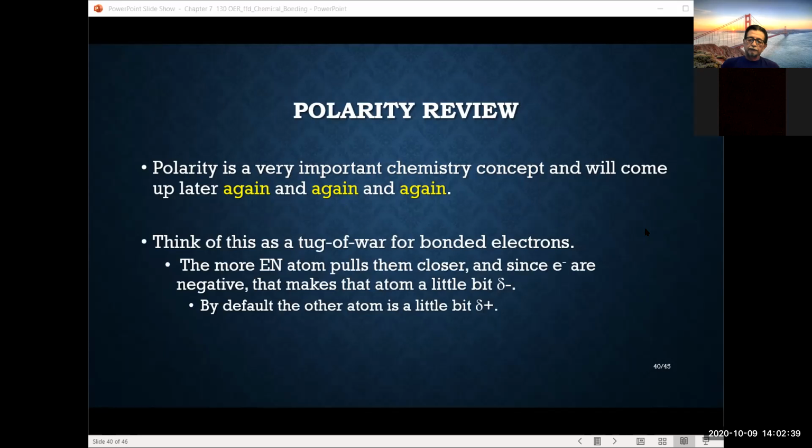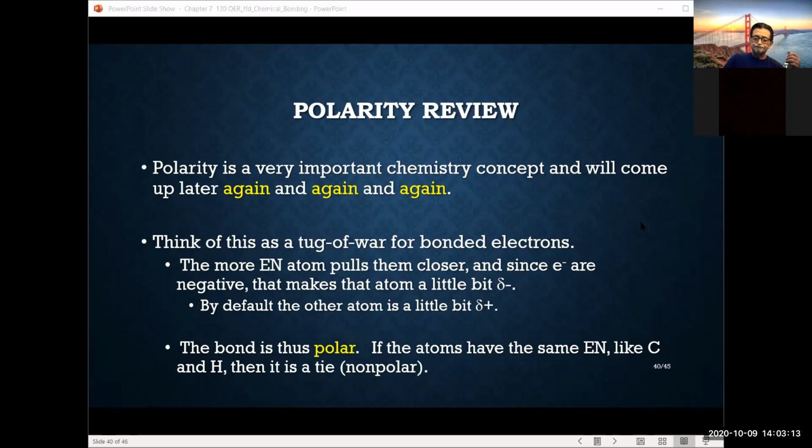Okay, so the concept of polarity is very crucial. We use it over and over and over again. And when we get into what's called molecular forces, intermolecular forces, polarity is what comes into play to help us define the type of intermolecular forces, which are based on the type of polar bond or non-polar bond, okay?